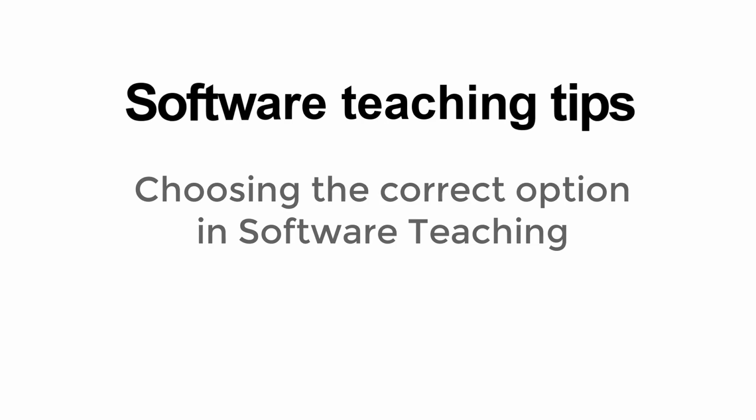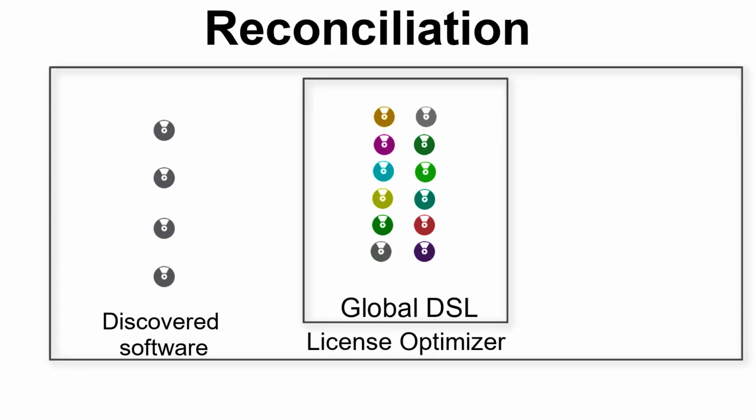During reconciliation, License Optimizer uses its rules engine to make the best use of the licenses you have by matching software found in your IT estate with items in the definitive software library. It then uses this information to match to a license.